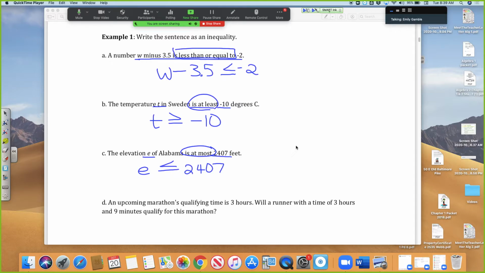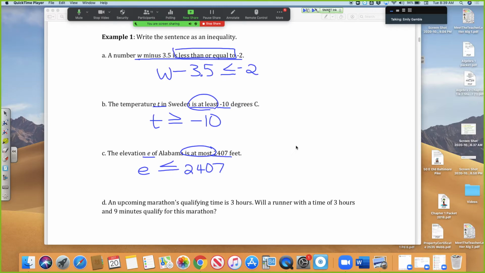All right, the next one says an upcoming marathon's qualifying time is 3 hours. Will a runner with a time of 3 hours and 9 minutes qualify for this marathon? So if you are going to be running a marathon, you would have to do it under a certain amount of time. So in order to qualify for like the Boston Marathon, which I know is huge, you have to have a specific qualifying time, and that will be the cutoff. Anything less than that, they'll let you in. Anything more than that, they will not let you in.